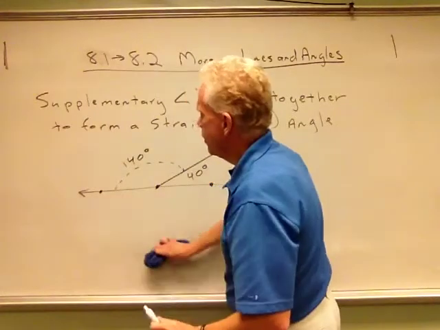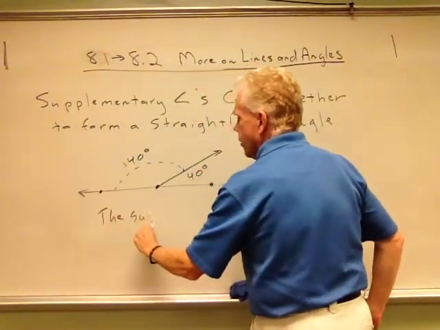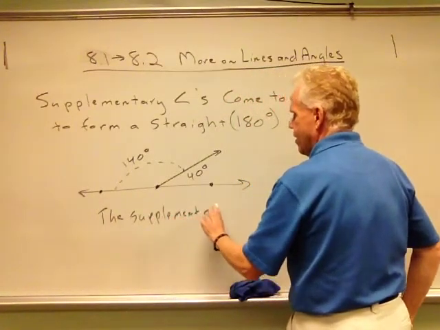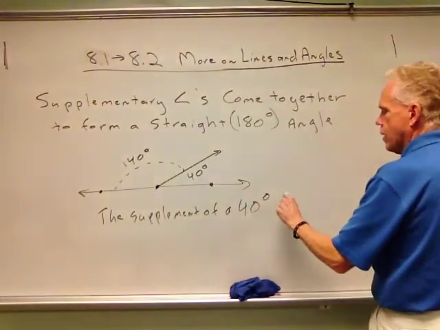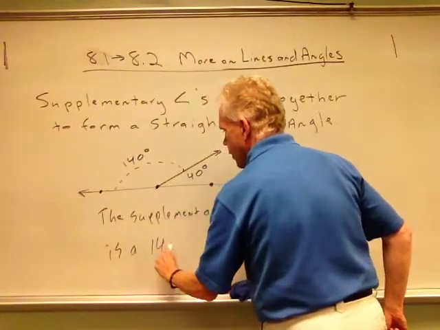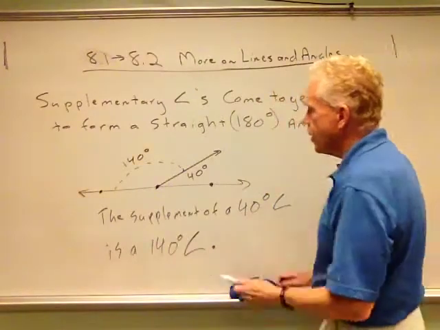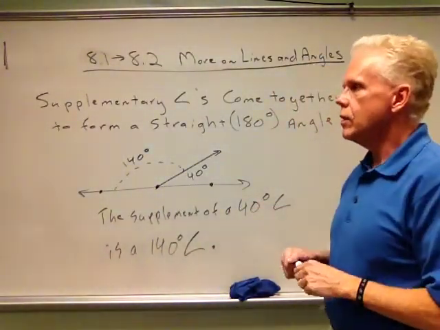Let's just say it this way. The supplement of a 40-degree angle is a 140-degree angle, because together they make 180. All right? Cool deal. Good deal.